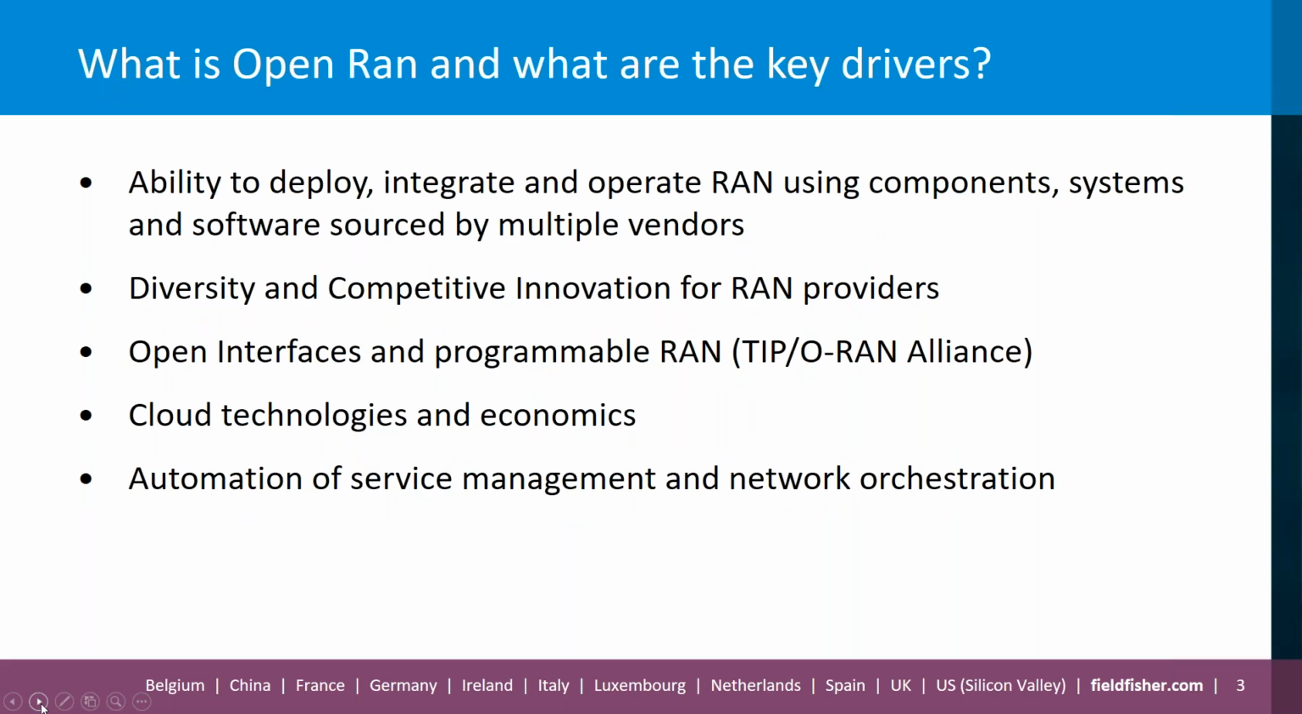So I guess the obvious thing to start off is, well, actually, what do we mean by Open RAN, and what are the key drivers? And I guess essentially Open RAN is the ability to deploy, integrate and operate radio access networks. So in other words, the tower infrastructure, antennas and base stations using components, systems and software sourced from multiple vendors. And as operators enter the 5G era, the desire is for radio access networks to be increasingly software driven and based on open interfaces, with some of the larger vendors migrating from integrated single vendor systems to more modular open platforms. At least that's the ideal world panacea that operators would like to see.